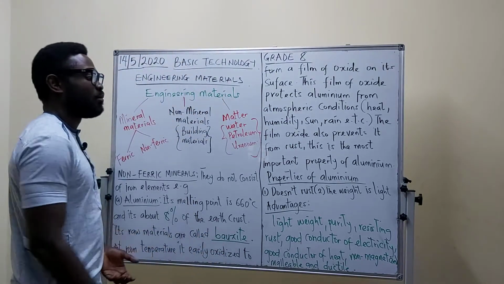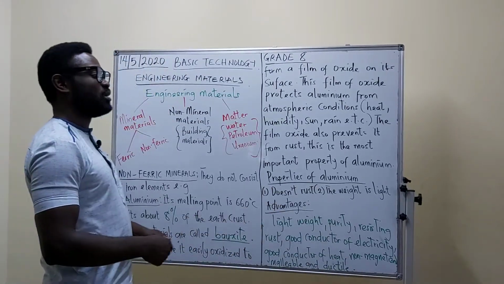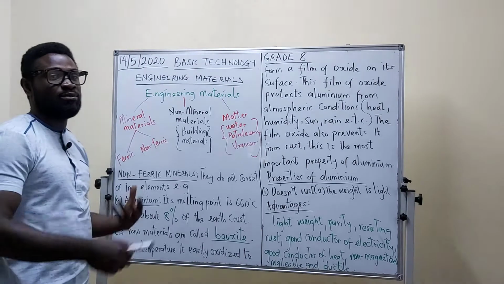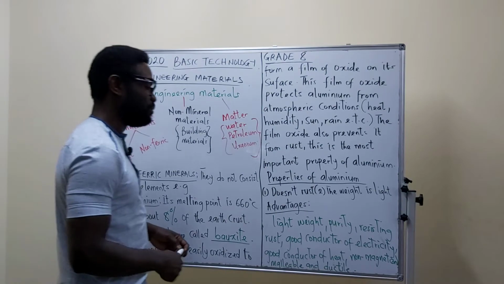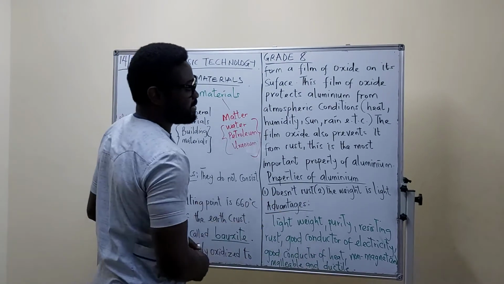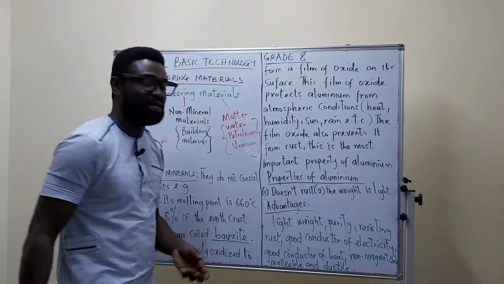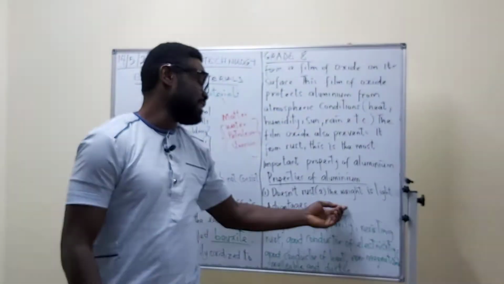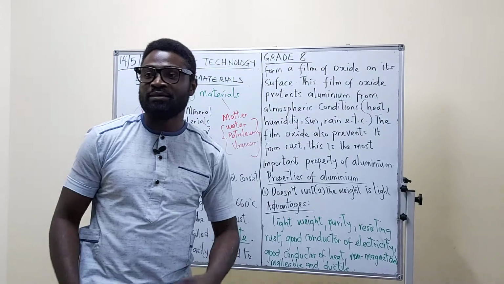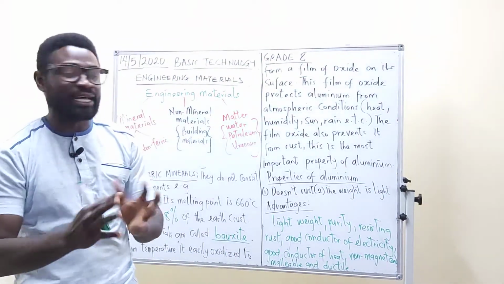Now, properties of aluminium. Don't forget we said the most important property. It doesn't mean other properties will not be there as well for aluminium. It doesn't rust, that is the most important. Of course, another thing we can speak of when it comes to its properties is that it is lightweight. It means aluminium is very, very light.